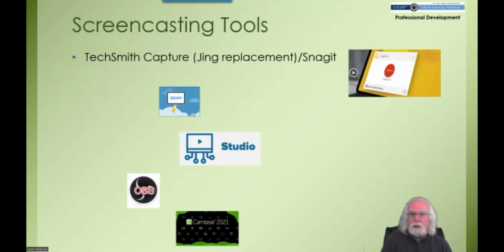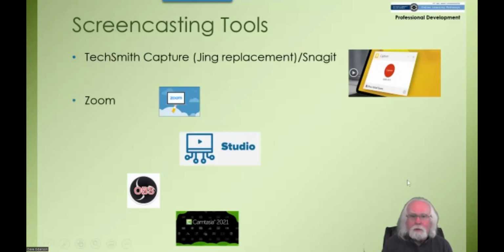You may have heard of Jing, which was Techsmith's little free tool that they gave you in order to try to entice you to buy their commercial tools. And Jing is, alas, no longer with us, but has been replaced by an application called Capture, which is basically a free version of a piece of software called Snagit. Well, I'll show you both.